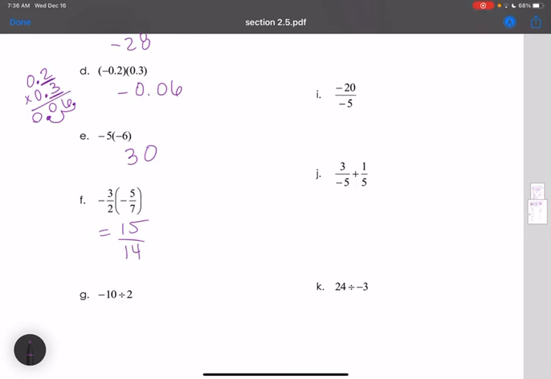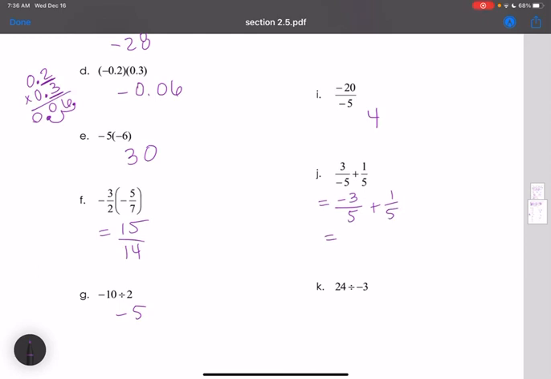A negative 10 divided by 2. So a negative divided by a positive is a negative 5. Hopping over to I, we have a negative 20 over a negative 5. A negative and a negative is a positive 4. And in the next one, I don't know about you, but that is confusing to me when I see the negative on the bottom. If you like it, you can leave it. I'm going to move it up top just so it looks normal to me.